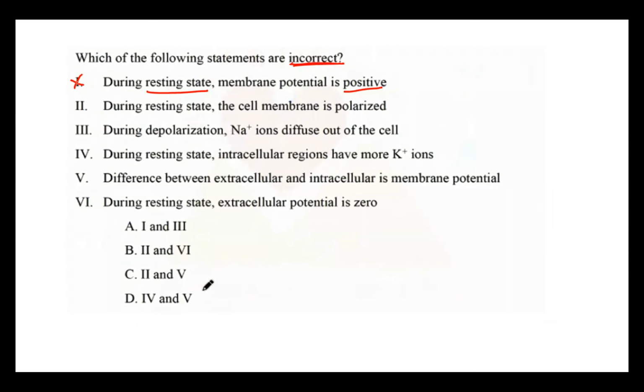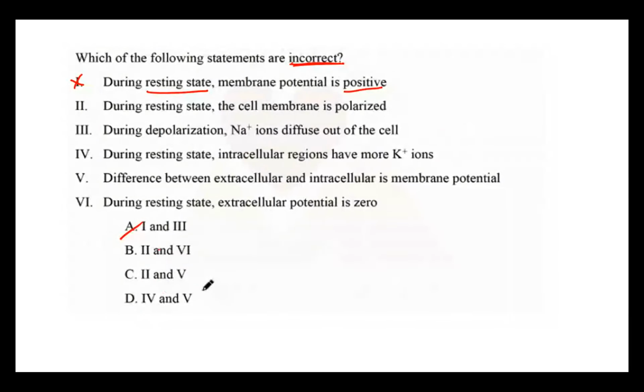If you identify this easily, you can pick the answer, right? What's the answer for the given question? A, B, C, D. Which is the correct answer? Option A, sir. The first statement is wrong. Option B has 2, 1, 6, so we don't have 1. And C has 2 and 5, and D has 4 and 5.